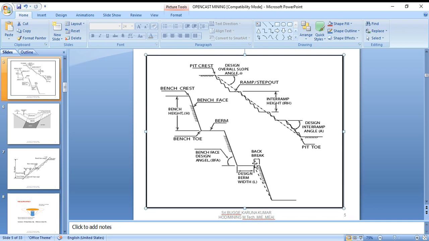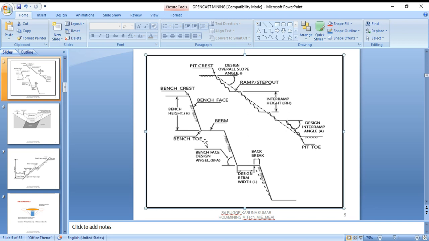This is called the back break, and this is the bench design angle. This is another one, the bench toe. This is called the toe. This is the bench face.